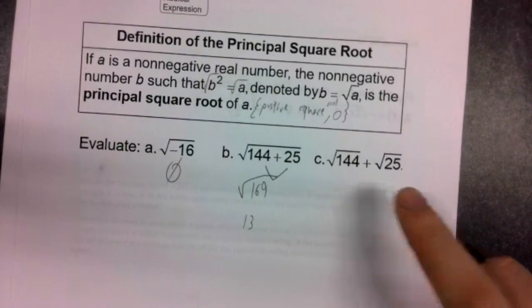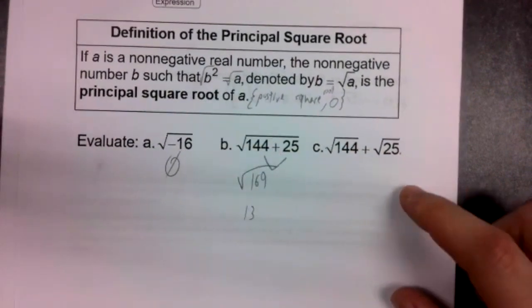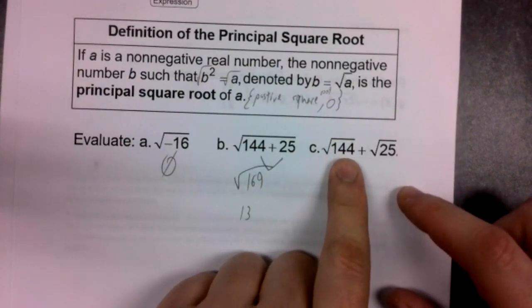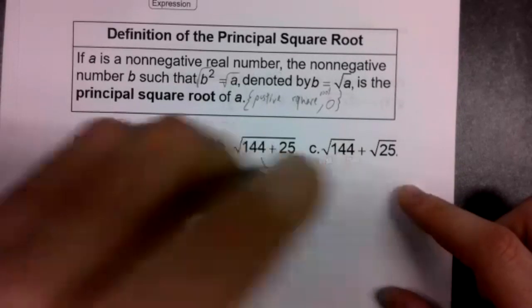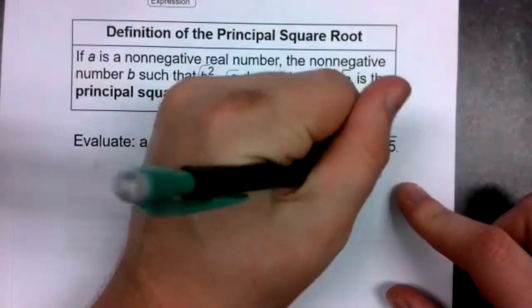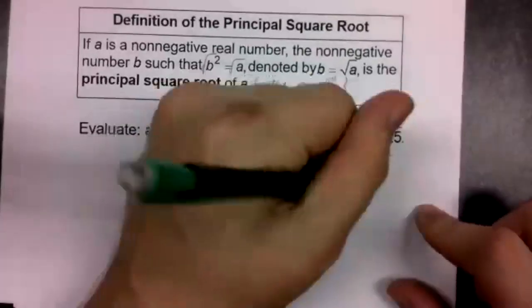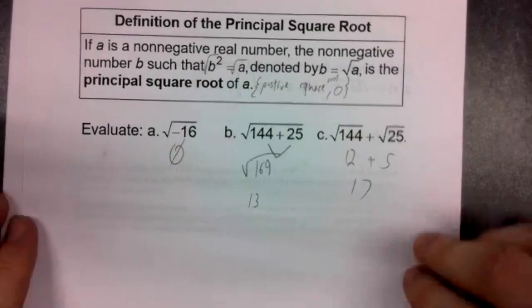Okay. C, I can't add these together, right, because they're both not under the radical. So what I'm going to do is take the square root of this, which is 12, take the square root of this, which is 5, and add those together, which is 17. Right, so I'm just taking the square roots individually and then adding them together at the end. Okay. All right, we'll go to the next page, and we're going to do a few more of these.